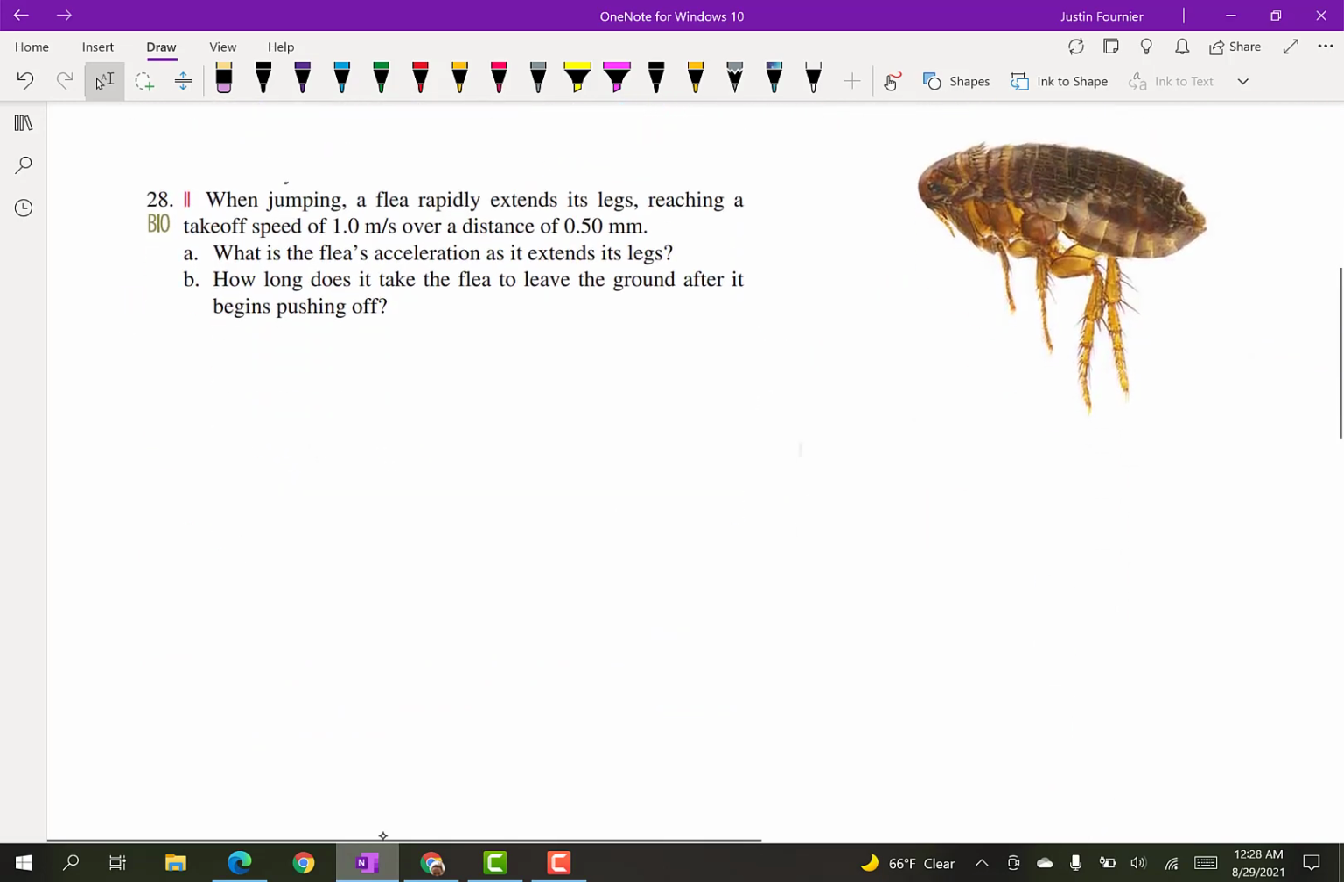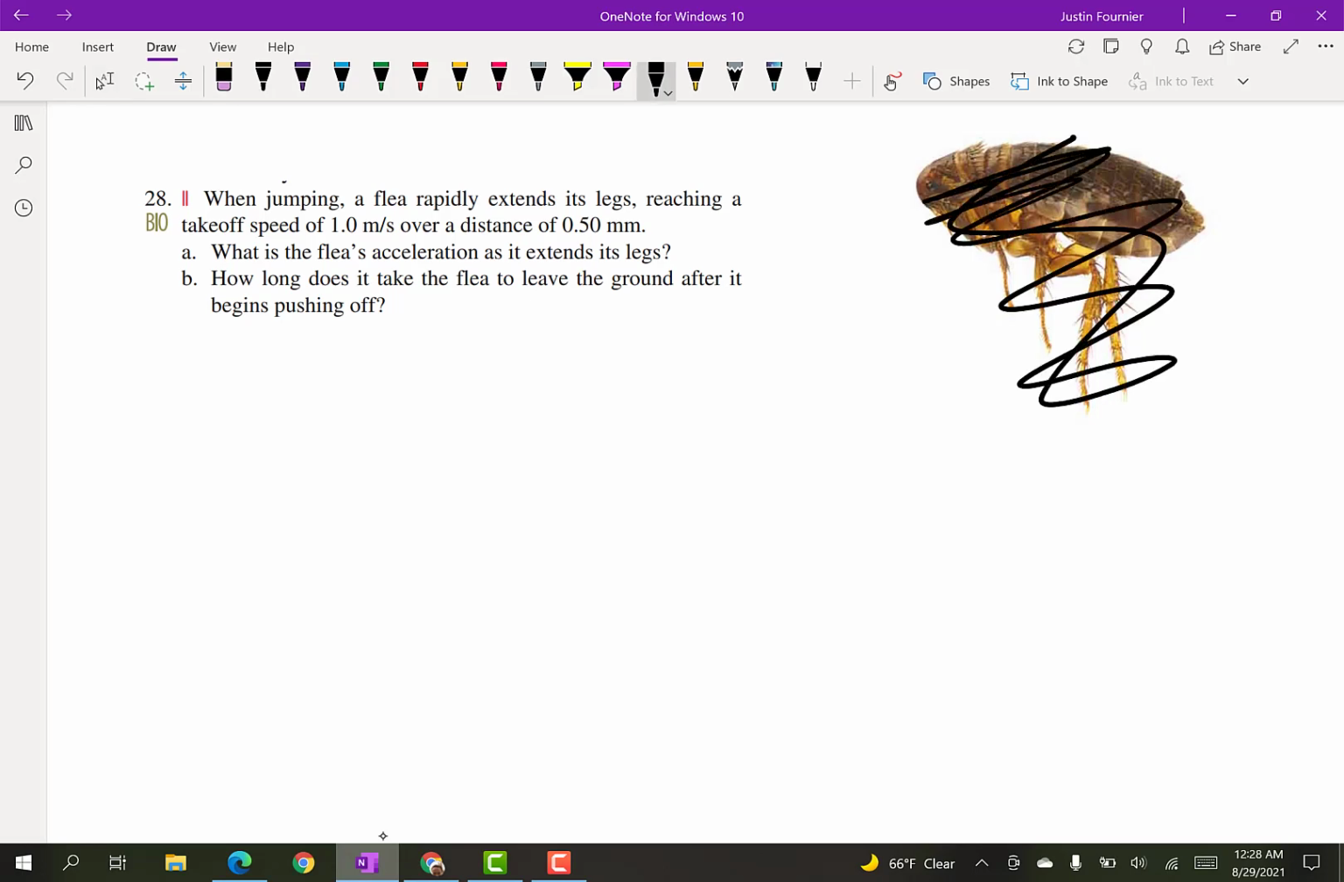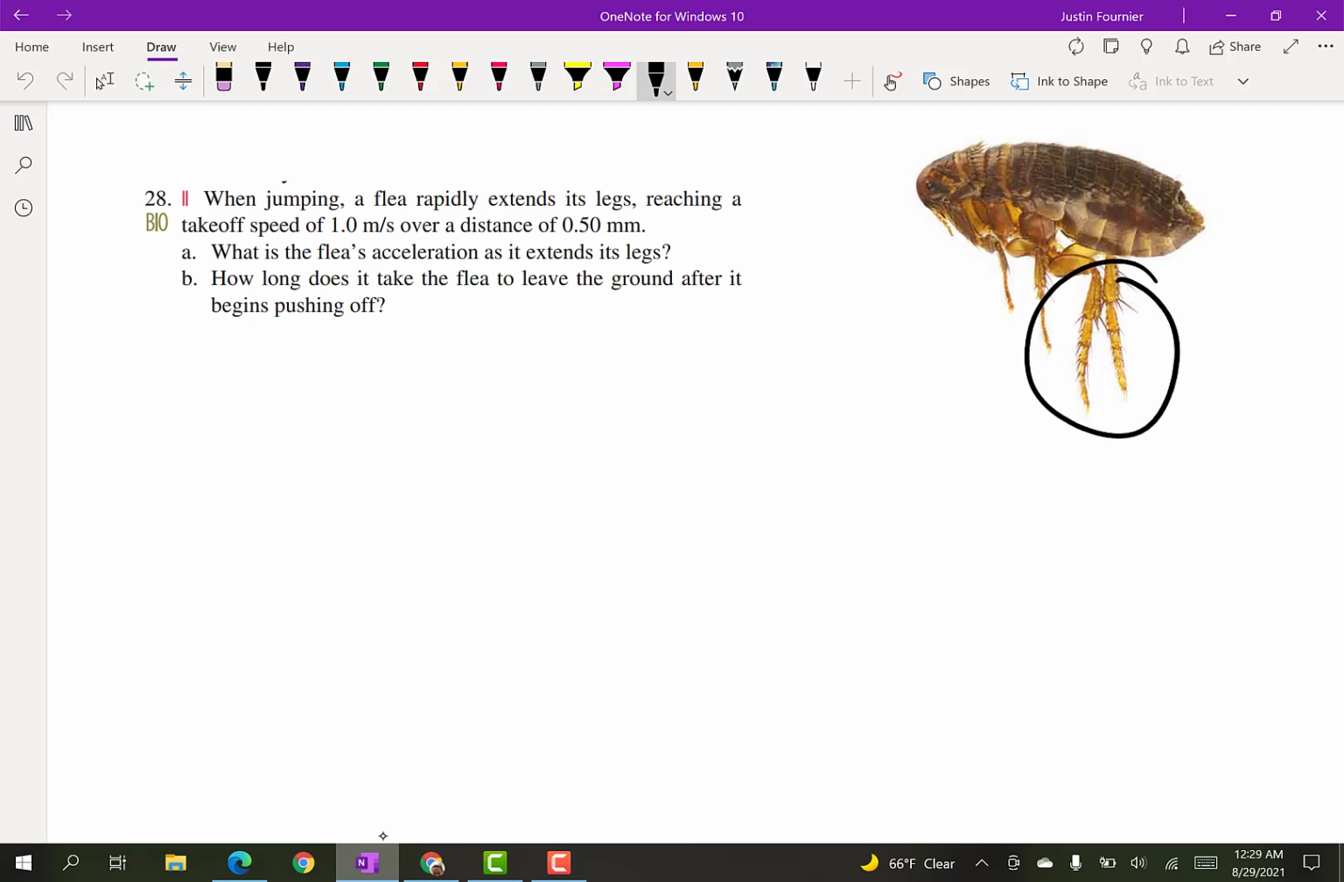Okay, so next up is number 28, which, geez, look at that thing, it's terrifying. Let's not look at it for a little while. When jumping, a flea rapidly extends its legs, reaching a takeoff speed of 1 meter per second over a distance of 0.5 millimeters. The reason I wanted to bring up this image here is so you could see its legs and what we're talking about when we say that it jumps like that.